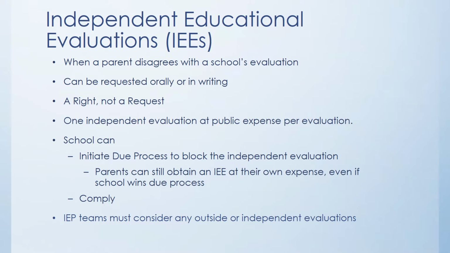If the school disagrees with a parent's request for an IEE, they must initiate due process to explain why the IEE is not necessary. Please see our section on dispute resolution options for more information about due process. Even if a school wins at due process, a parent can still obtain an IEE at their own expense.